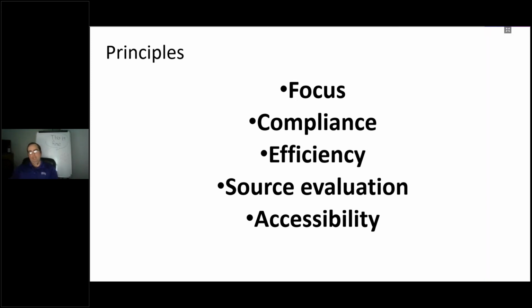Source evaluation is incredibly important in terms of making sure you know who your source is, what their biases are, who their paymaster is, and so on. And then accessibility, making sure you can repeat that and get everyone back to it.